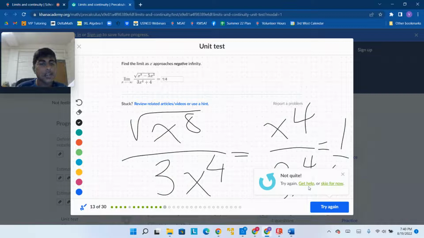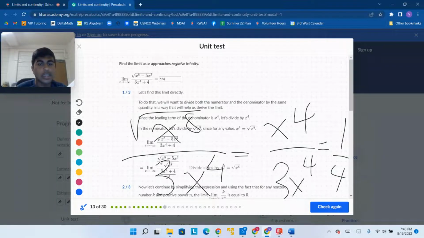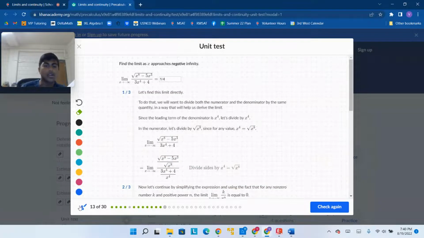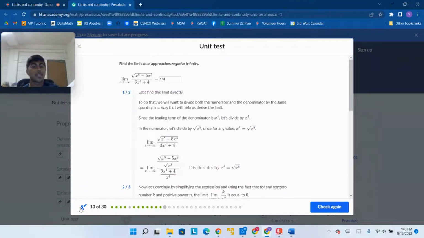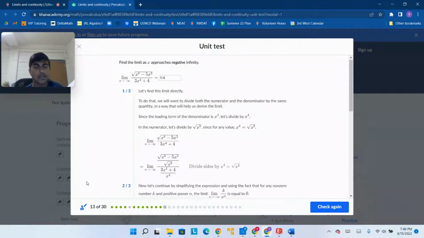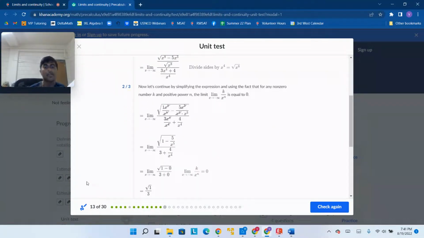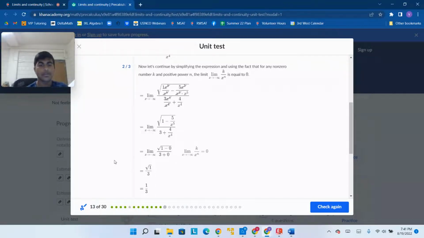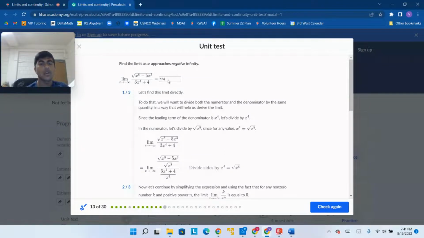So why was that incorrect? Let's think about why that didn't work. x is approaching negative infinity, so we're going to find the limit directly. How? We divide both the numerator and denominator by the same quantity, which will help us derive the limit. We divide by x to the fourth, or the square root of x to the eighth. That's the same idea as what we're doing right now. Now, why didn't it work? Well, it didn't work because I typed it in wrong. This is going to be 1 and 3, so it's going to be 1/3, not 1/4. That is my fault.